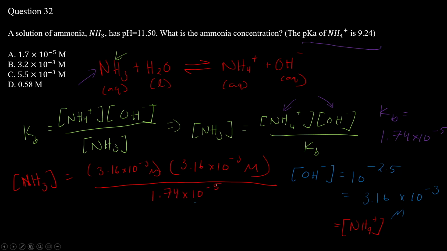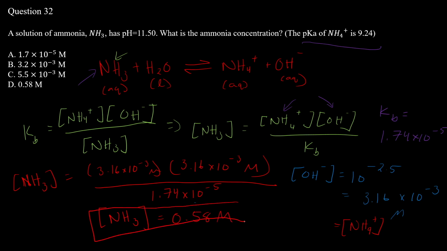And all that's left to do is plug this into a calculator, and the answer comes out to your ammonia concentration comes out to 0.58 molar. And that is, whatever, that's answer choice D. So that's how you go through all of this. You have to reverse engineer the pKa to get your Kb, and you have to reverse engineer the pH to get your concentrations of ammonia and hydroxide. So the answer for question 32 is D.